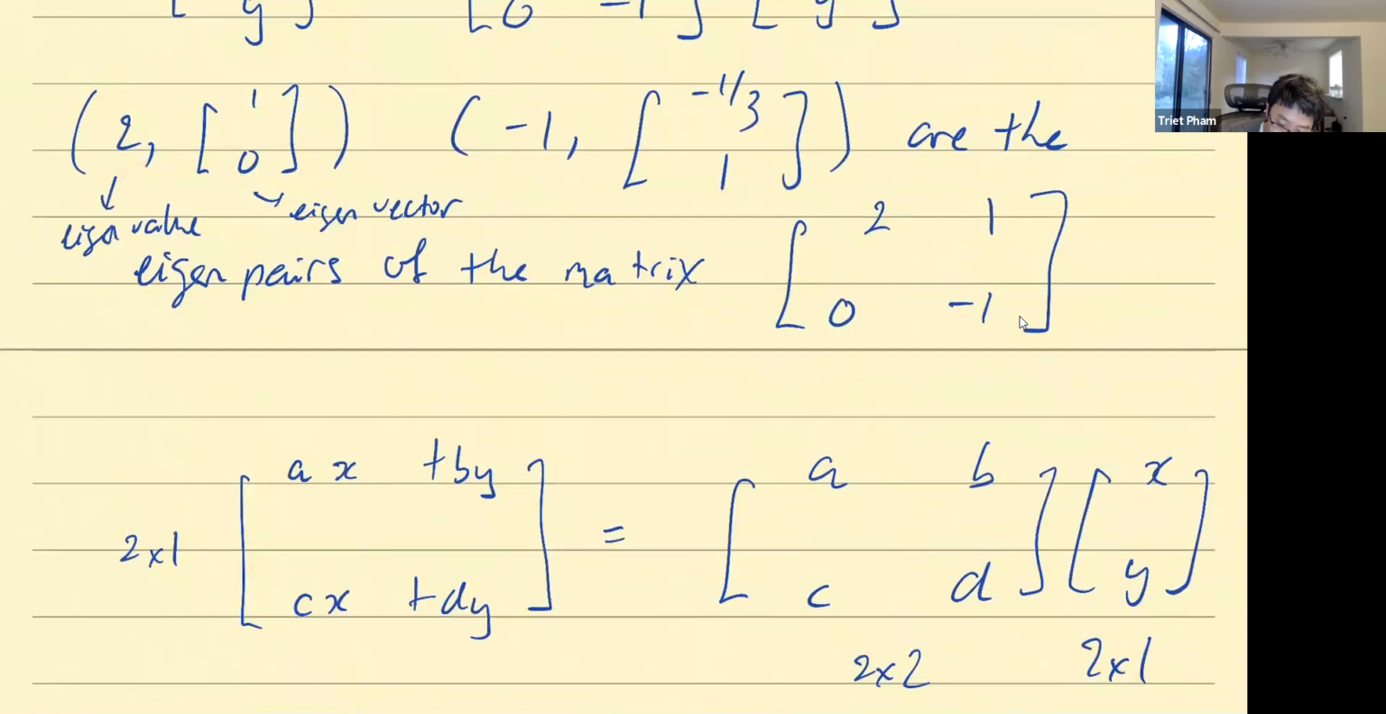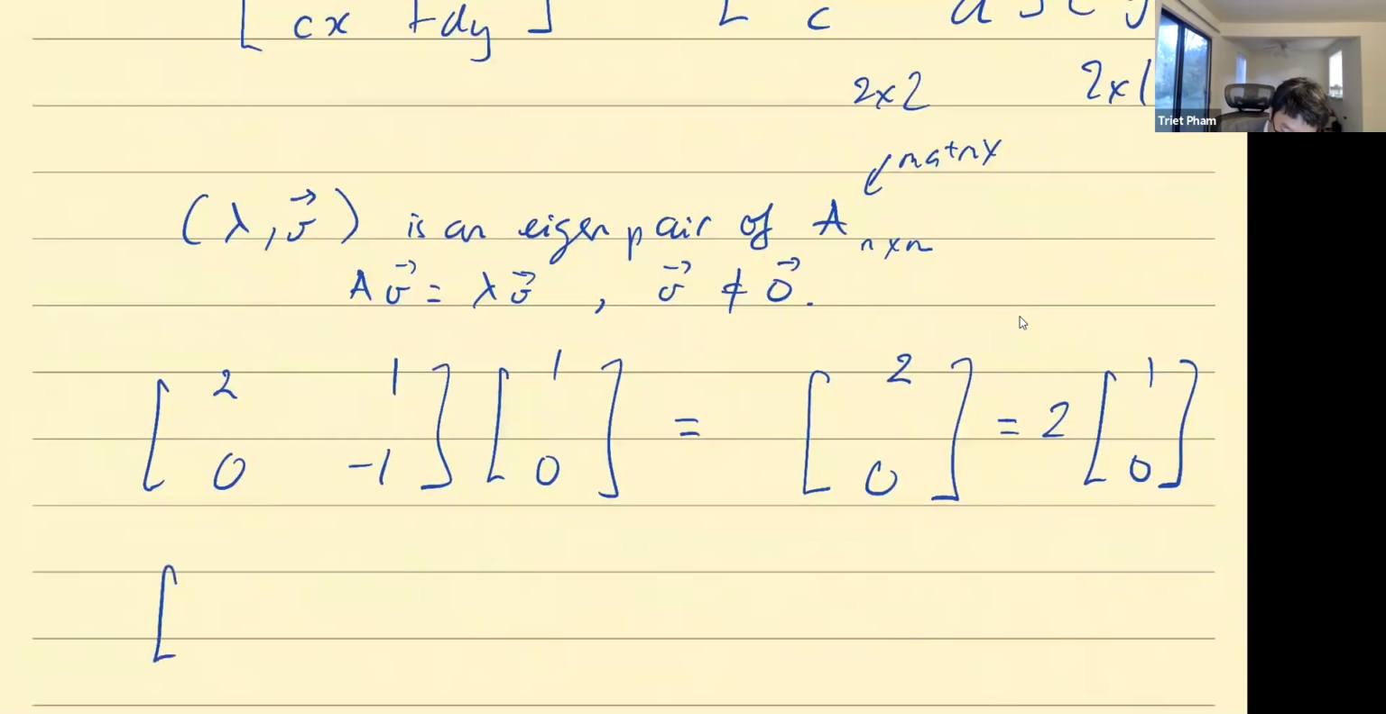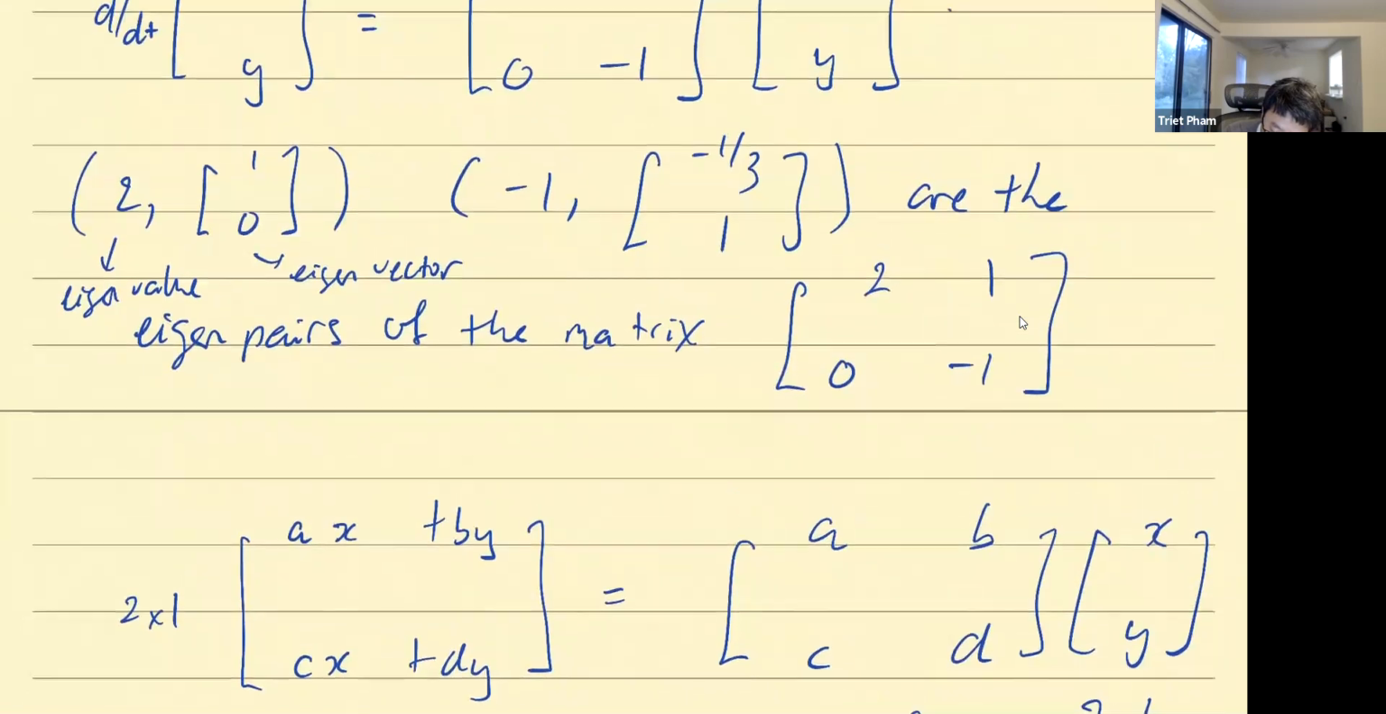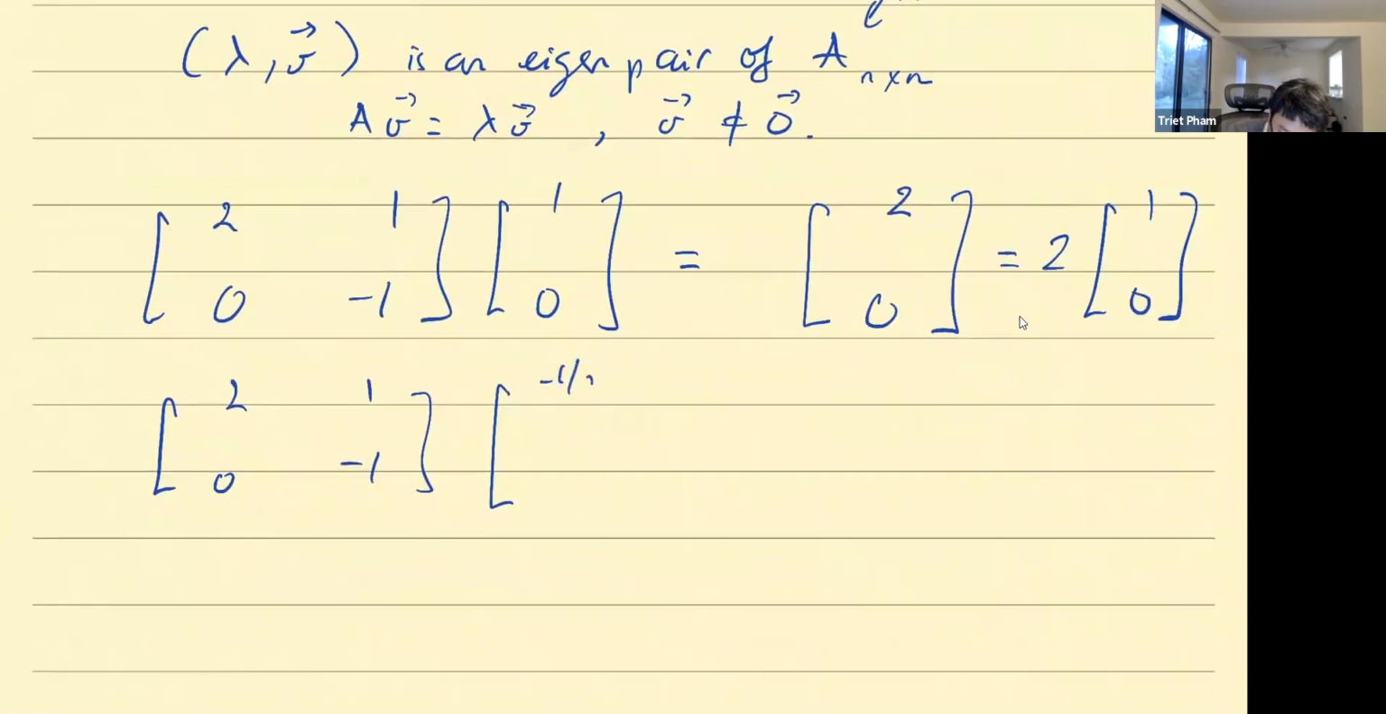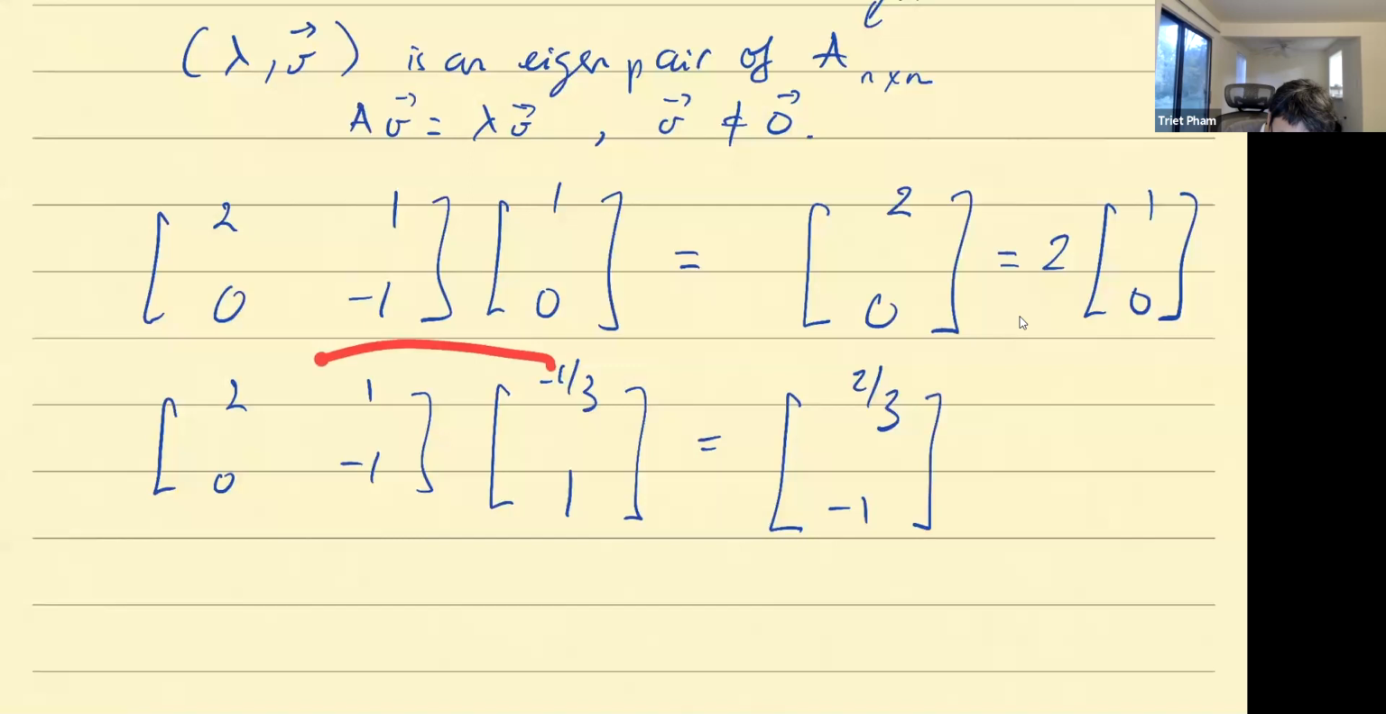And then you have the matrix (2, 1; 0, -1) times (-1/3, 1), which will be what? Minus 4/3 plus 1 is 2/3. Wait, no, what am I saying? I can't even multiply. Sorry. Minus 2/3 plus 1 is 1/3.